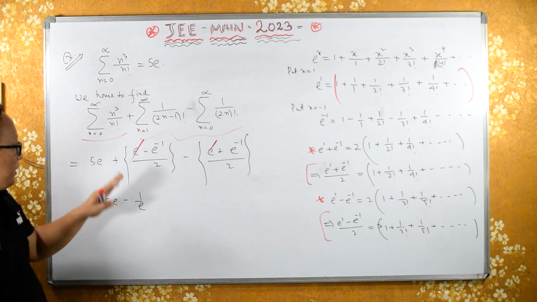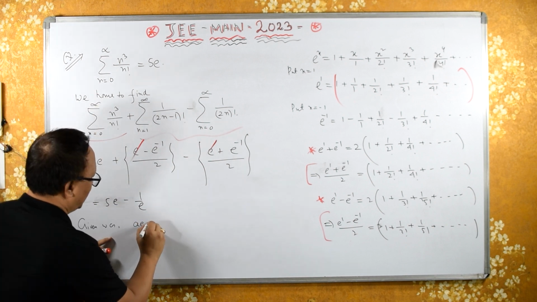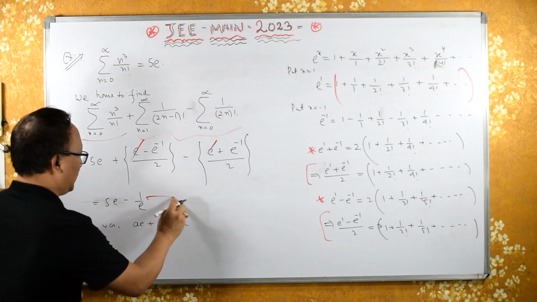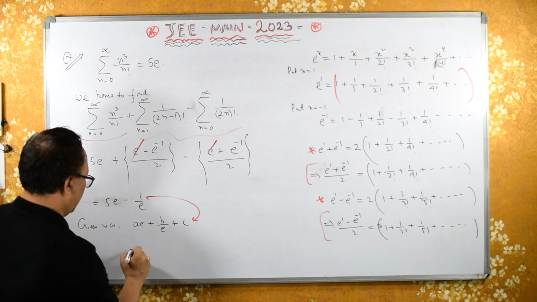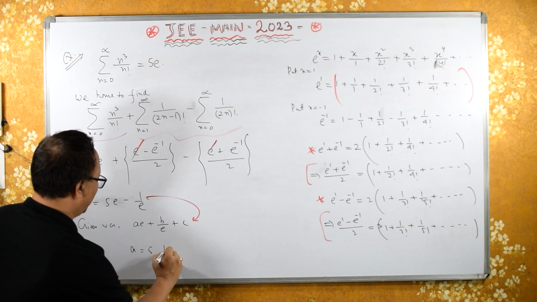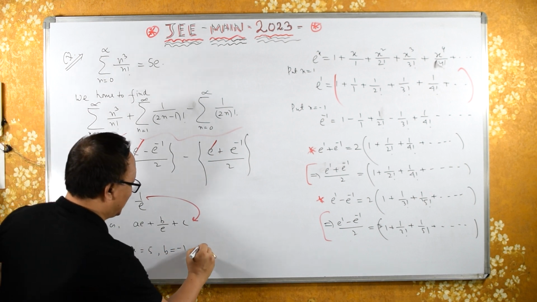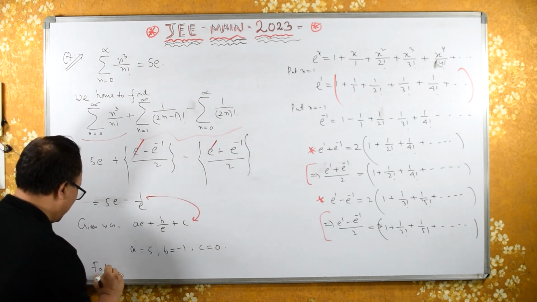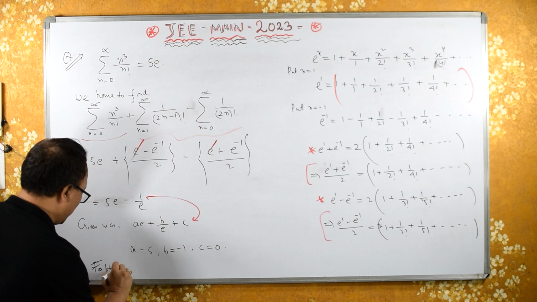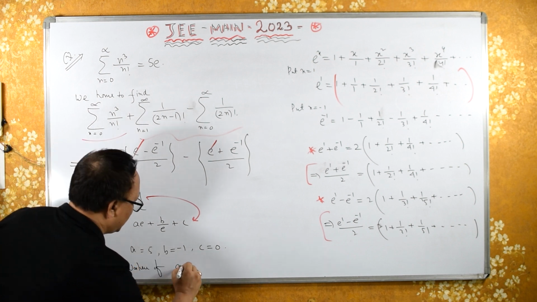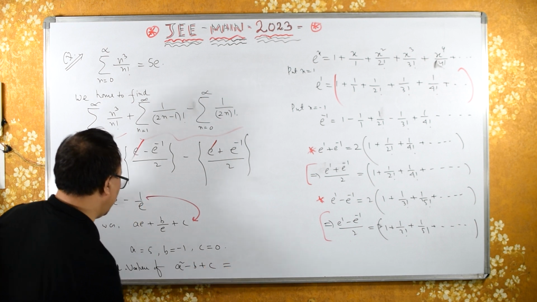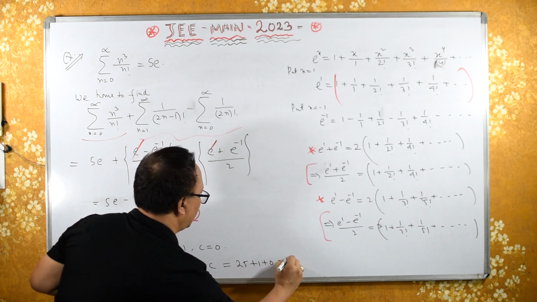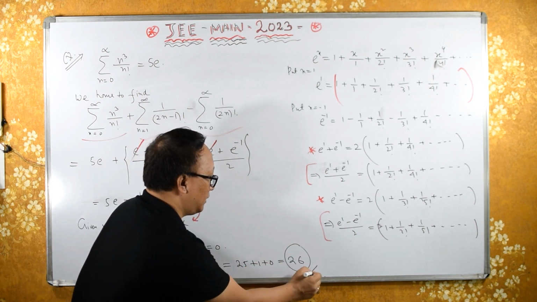Now check what was the given question. The given question was ae plus b by e plus c. Let's compare with these two. Therefore a equals 5, b equals minus 1, and c equals 0. What they're asking you to find is the value of a square minus b plus c. A is 5, so 25 plus 1 plus 0 equals 26. This is the required answer.